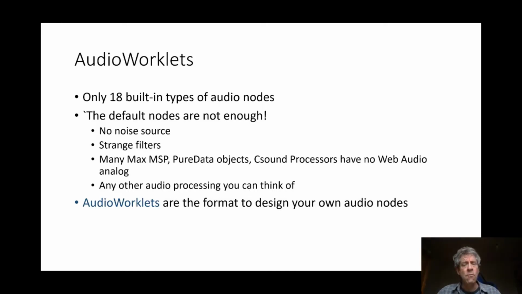So, for example, there's no noise source. There are ways that you can create noise, but there's no source node like the other source nodes that just automatically and continually generates an endless stream of random numbers as an audio signal. And some of the filters that are designed are rather strange ones. They're not the choices that one might usually make.